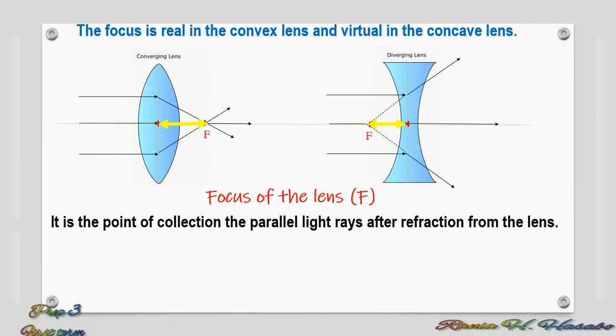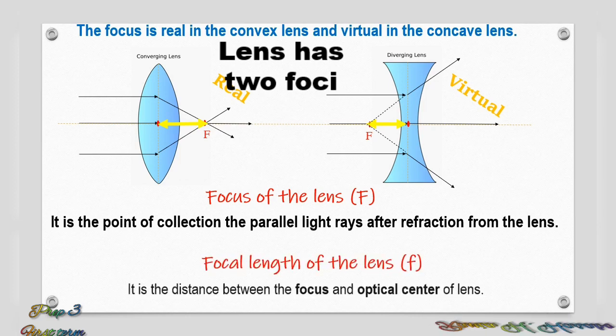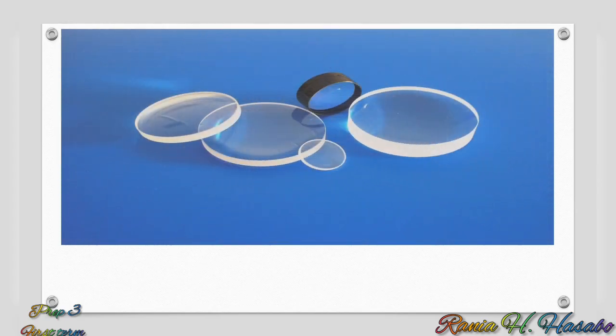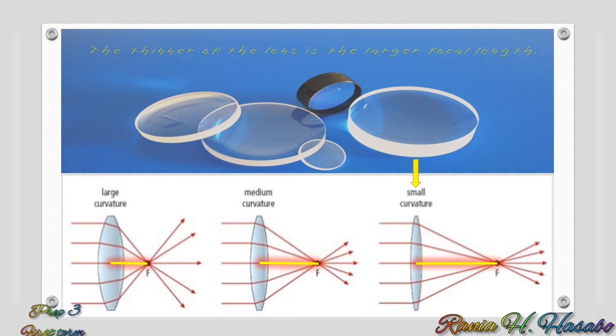The distance between the principal focus and the optical center of the lens, the point inside the lens, is called the focal length. The focal length of a lens changes according to the convexity of its face. If the convexity is large, the focus is nearer to the optical center, so the lens has a small focal length. While if the convexity is small, the focus is farther from the optical center and the lens has a large focal length. Finally, the thinner the lens, the larger the focal length.